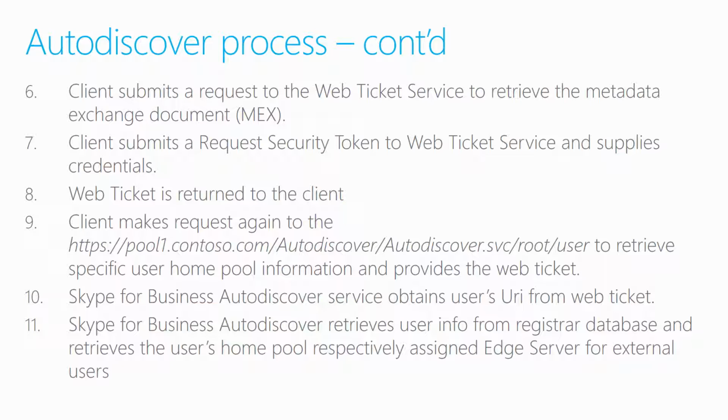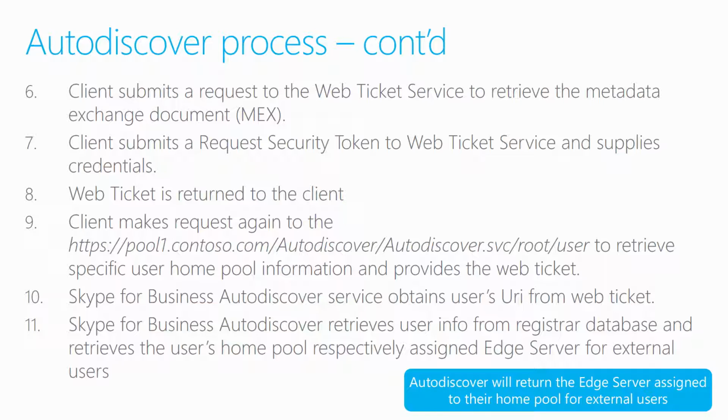So now the Autodiscover service can obtain the URI of the user from the web ticket and can retrieve the information from the user database and send the user to the respective server, or if it's an external user, to the edge server that is assigned to the home pool of the user. And that is something that has changed from previous versions, where we didn't use the Lync Discover process or this kind of autodiscover process.